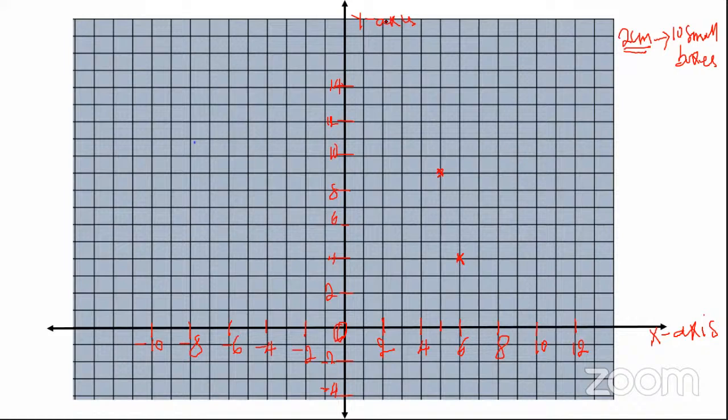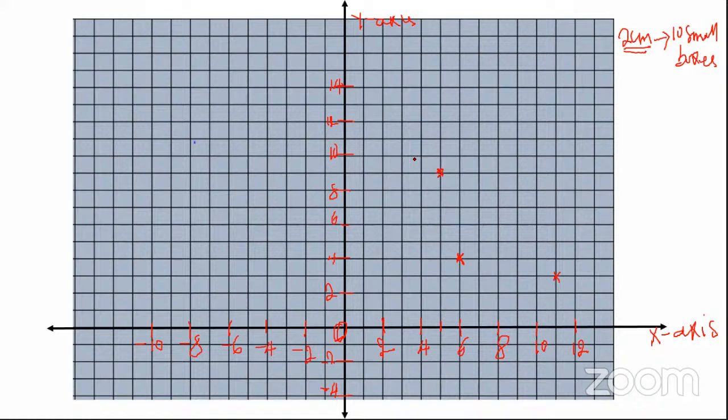11 and 3. So 11 is between 10 and 12. And then 3. So 11, 3 is here. And next point.